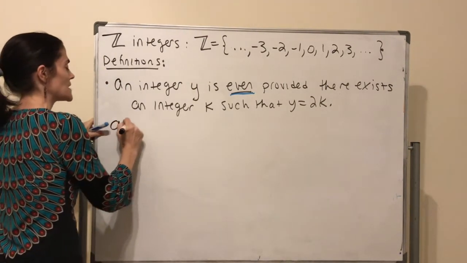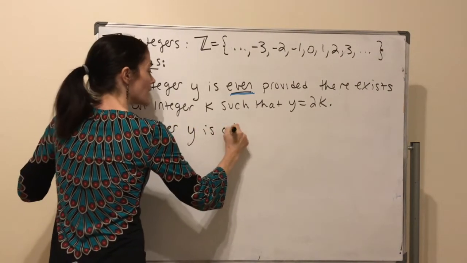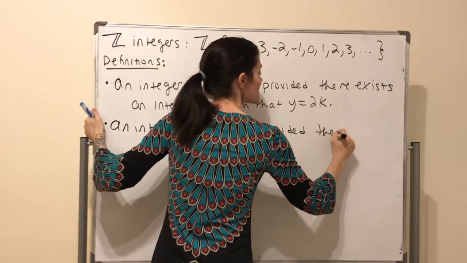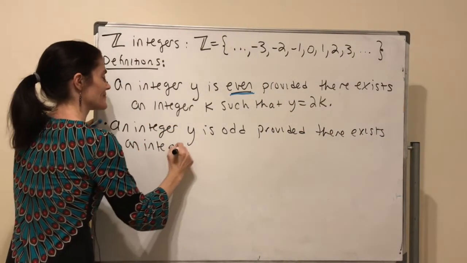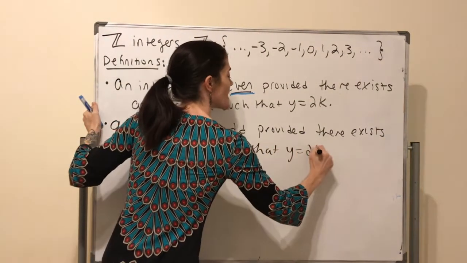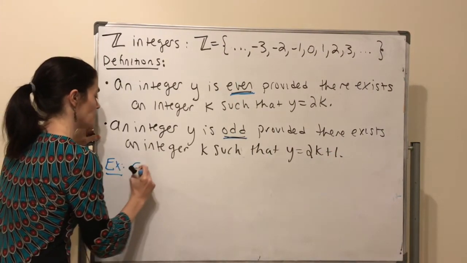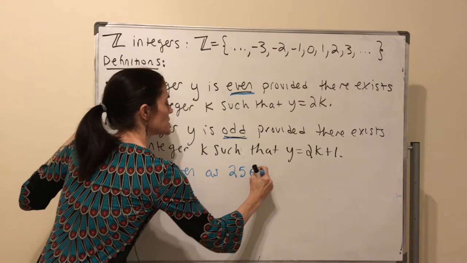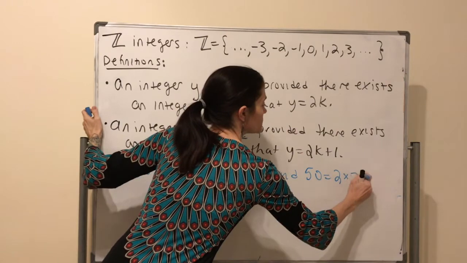Now, similarly, let's just immediately move into another definition. An integer y is odd. Well, try and guess this before I write. Is provided there exists an integer k such that y is 2k plus 1. So for example, 50 is even, as 25 is an integer and 50 is 2 times 25.